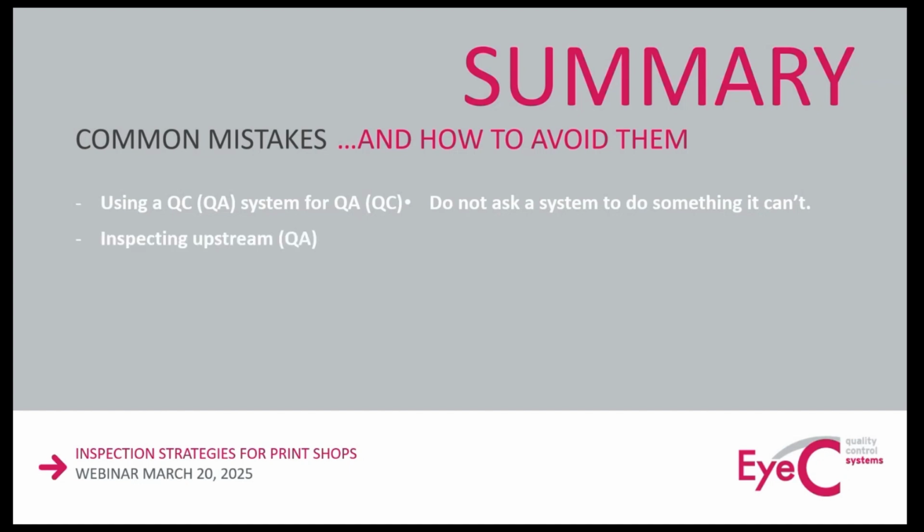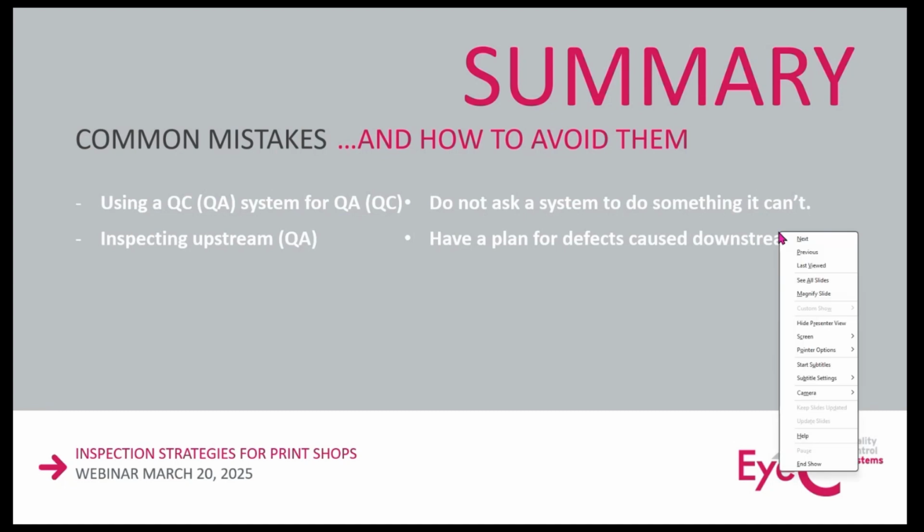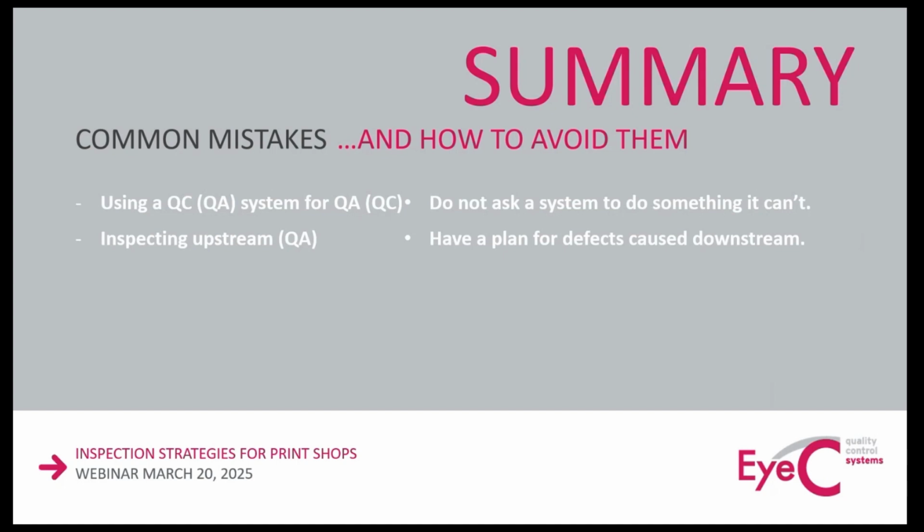Not necessarily a mistake is to inspect upstream, but to inspect upstream for QA purposes pretty much requires you to have a plan for defects caused further downstream. Like, for example, that job mix-up on the folder gluer. Same the other way around. If you want to do QC and you inspect downstream, consider the unwanted side effect, which means the delayed response and the lower yields in case of repeating defects.